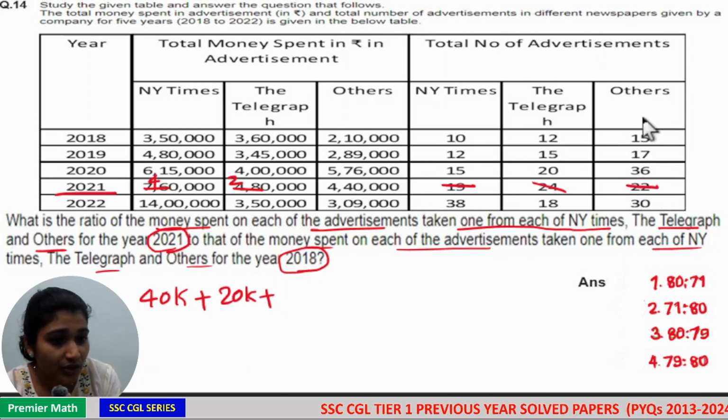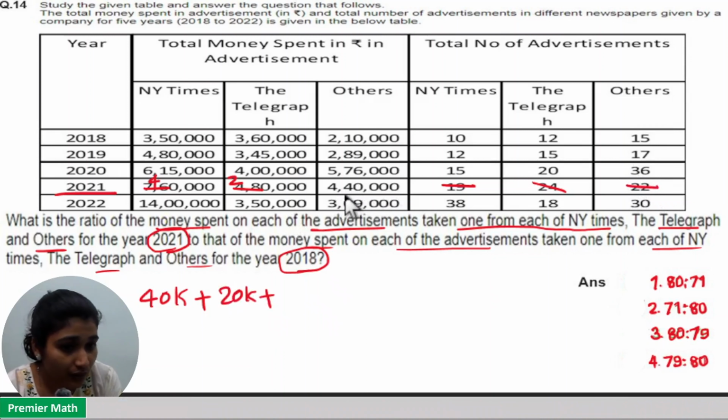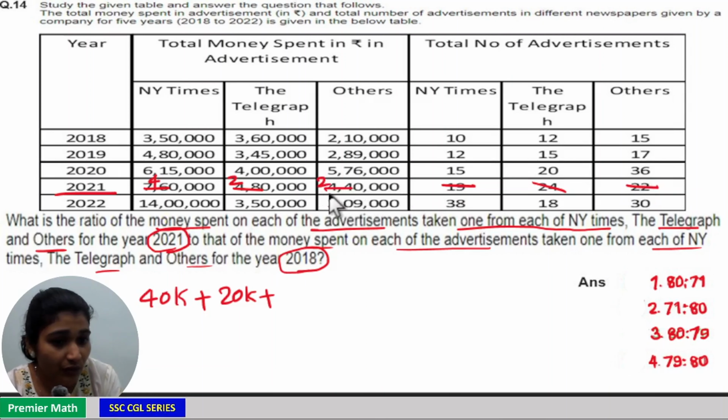Then for 22 other items, sum is equal to 4,40,000. 22 goes 2 times in 44. So for one other item, sum is equal to rupees 20,000. Now this is for 2021. Now take the sum for 2018.